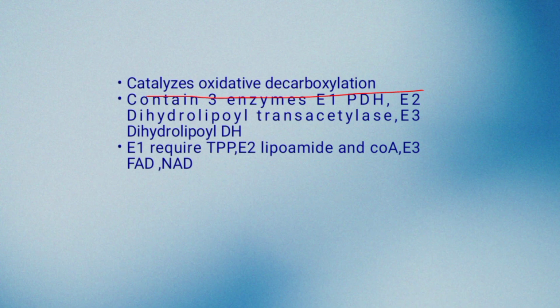The pyruvate dehydrogenase complex consists of three enzymes. First is pyruvate dehydrogenase itself. Second enzyme is dihydrolipoyl transacetylase, and third one is dihydrolipoyl dehydrogenase.